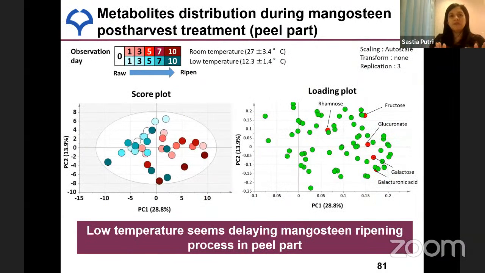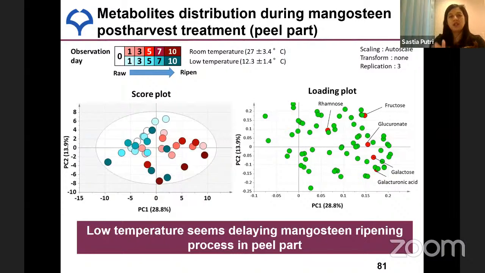Then here we compare the progression of ripening between the samples that are kept at room temperature and the samples that are kept at low temperature. And you could see in the blue colored one, the progression along PC1 from the negative axis to the positive axis did not happen the same way as the red colored one. In the red colored one, where the ripening progresses normally, you could see a very nice change in which, as the ripening stage progresses, fructose, glucuronate, galactose, and galacturonic acid actually increase over time. This fructose and galactose are involved in making the mangosteen sweeter, and the glucuronate and galacturonic acid are important to make the peel softer, which is one of the most important characteristics that happens during ripening.